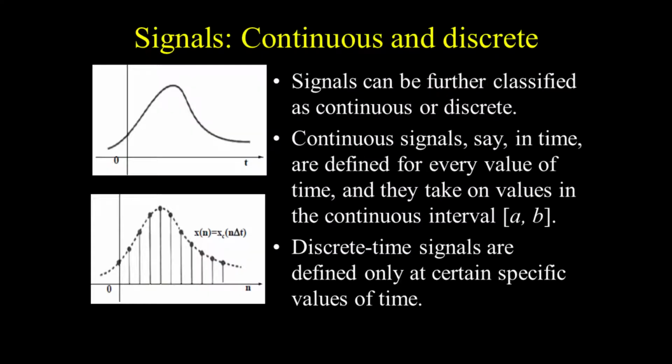Signals can be further classified as continuous or discrete. Continuous signals, say in time, are defined for every value of time, and they take on values in the continuous interval AB, where A can be negative infinity and B can be infinity. Discrete time signals are defined only at certain specific values of time. In addition to representing signals as functions of time, they can be represented as a function of frequency by using the Fourier transform, which is discussed in this lecture.